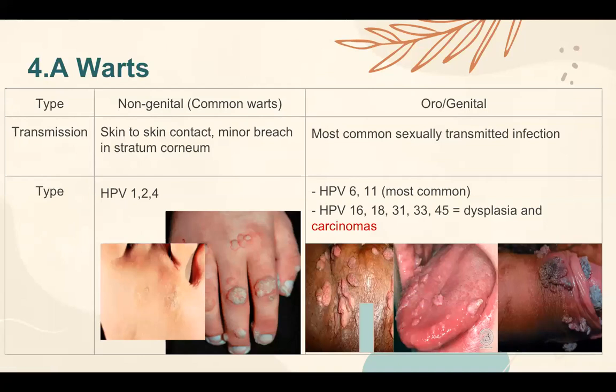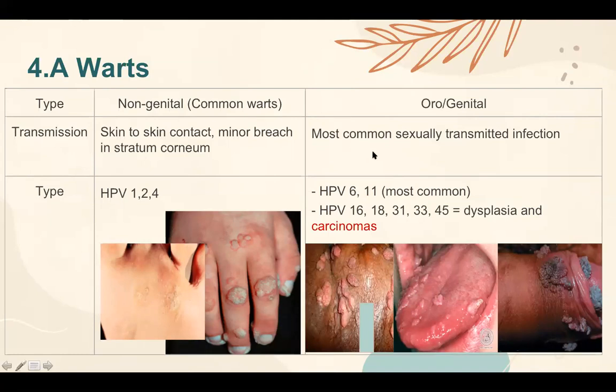It spreads through skin-to-skin contact, happening through a minor breach in the stratum corneum, which is the outermost layer of the skin. And it can be anywhere on the body, but most commonly the hands and fingers, as you can see in this picture, as well as the feet. In the case of the feet, it can also be called plantar warts. And the types causing non-genital warts are HPV types 1, 2, and 4.